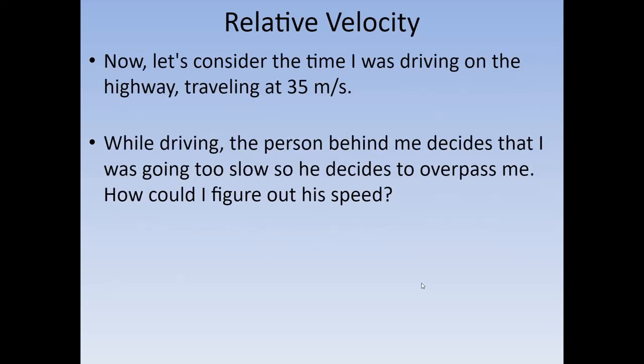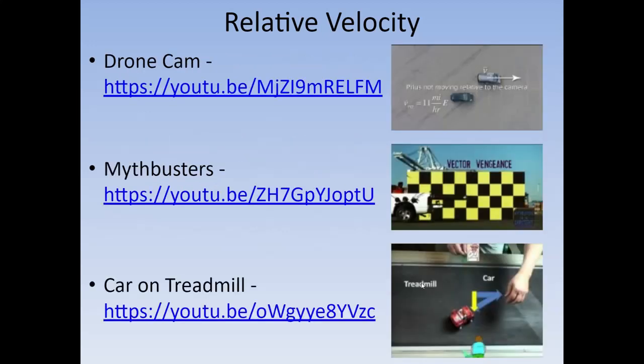Now, let's consider the case where I'm driving on a highway and I'm traveling at 35 meters per second, which is about 65 to 70 miles an hour. And let's say a person decides to go past me because I'm going too slow, and they try to bypass me. Can I figure out how fast he's going? The answer is yes, I actually can. Based off the fact that I know how fast I'm going, if I know how fast he's going relative to me, that will allow me to find what his speed is.